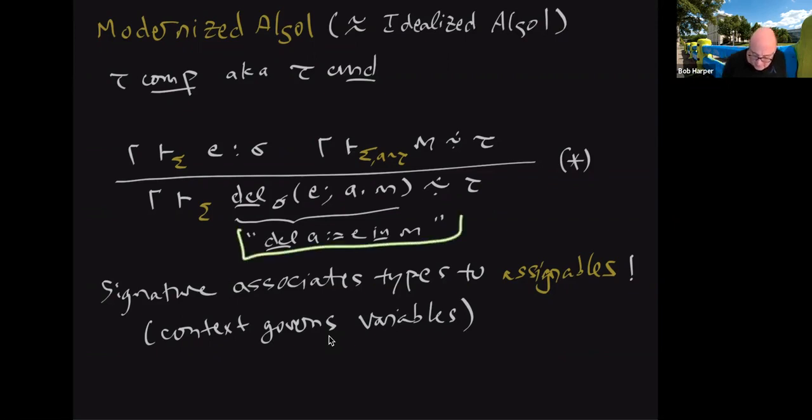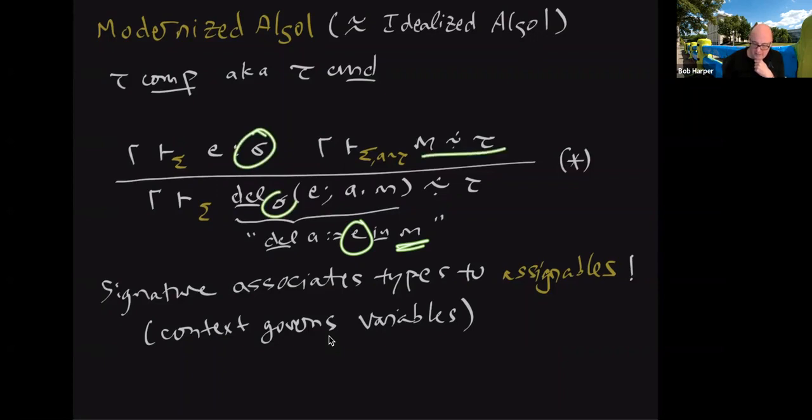Which can be written like this. I want to allocate an assignable, which I'll call A, which is initialized to the value of E, for use within an assignable M. That is the idea. So I'm going to declare A to be initialized to E, and its type will be whatever the type of E is, or here I explicitly indicated that its type is sigma. So the initializer is an expression of type sigma, and the command is allowed to use the assignable A.